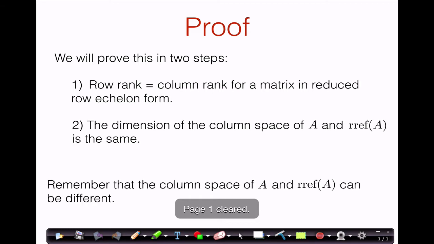Now, there's an important thing to take note of here. In step 2, we're only showing that the dimension of the column space is equal to the dimension of the column space of the reduced row echelon form of A. Actually, in general, it's not going to be true that these column spaces are the same. The column space of A can be different from the column space of the reduced row echelon form of A. But what we will show is that although these spaces can be different, they do have the same dimension. So that's an important thing to keep in mind as we go ahead.